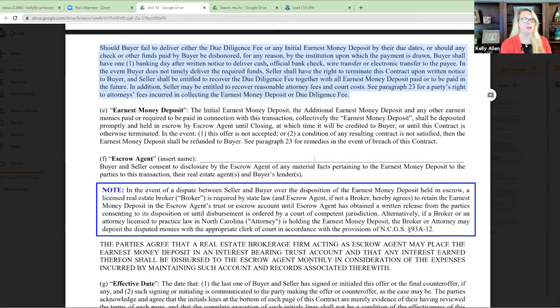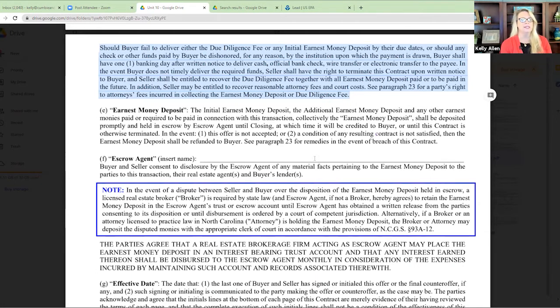So any other funds paid by buyer were dishonored for any reason by the institution upon which the payment is drawn, buyer shall have one, and I mean one, banking day after written notice to deliver cash, official bank check, wire transfer, or electronic transfer to the payee. In the event buyer does not timely deliver the required funds, seller shall have the right to, guess what, terminate this contract upon written notice to buyer, and seller shall be entitled to recover the due diligence fee together with all earnest money deposit paid or to be paid in the future. Wow.